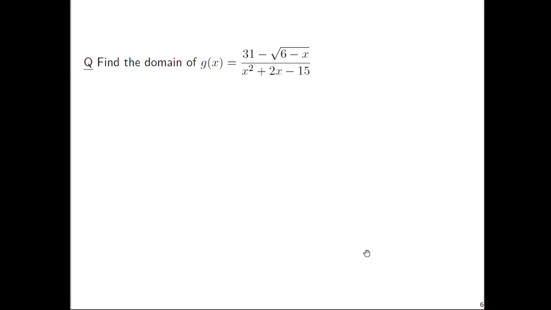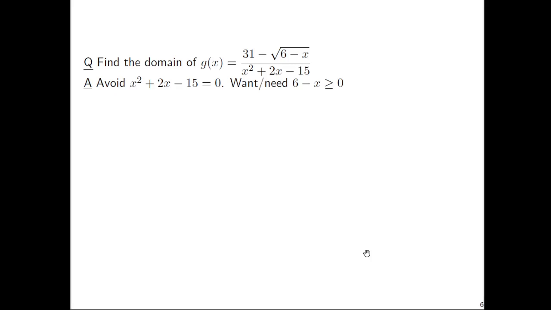Let's do another example. Find the domain of g of x equals 31 minus root 6 minus x, all divided by x squared plus 2x minus 15. Just to make a quick list of the things we need to avoid and the things that we want: we need to avoid when the denominator equals 0. So notice here it's avoid x squared plus 2x minus 15 equals 0. It's not just avoid x squared plus 2x minus 15. What would it mean to just avoid the denominator? So it's avoid the situation when the denominator is equal to the number 0.